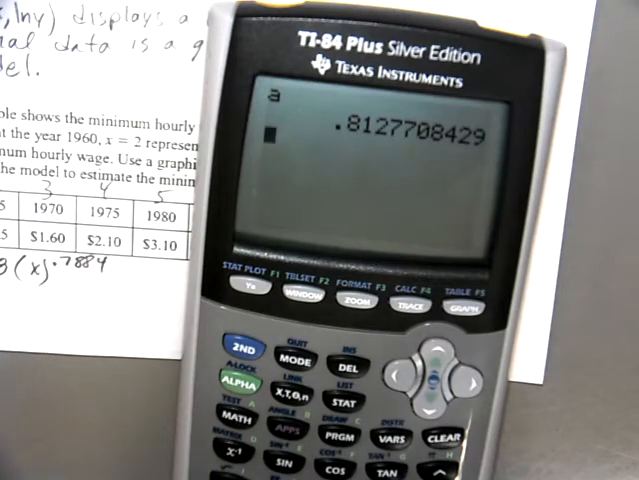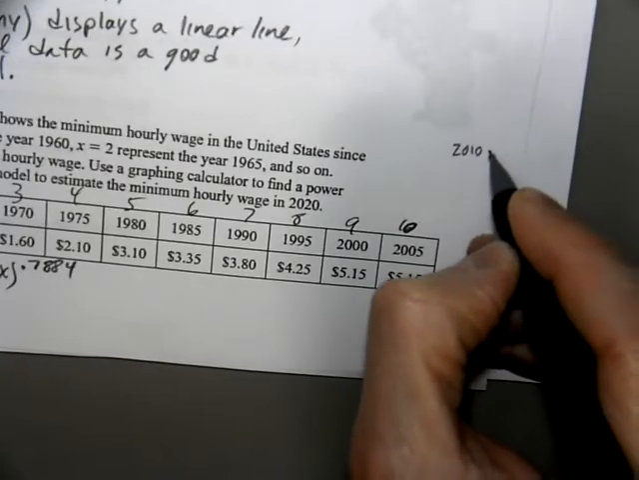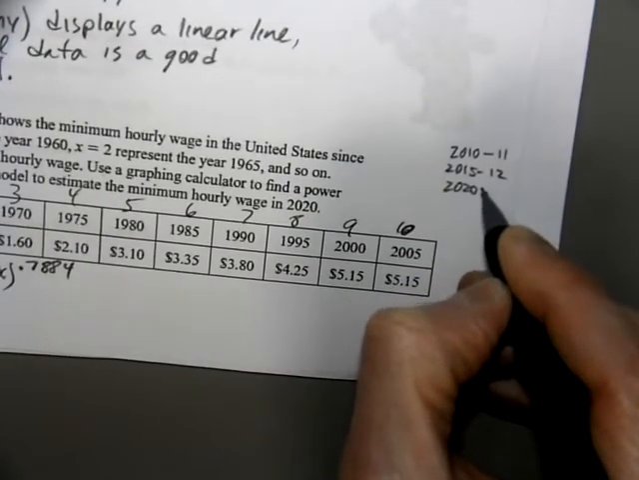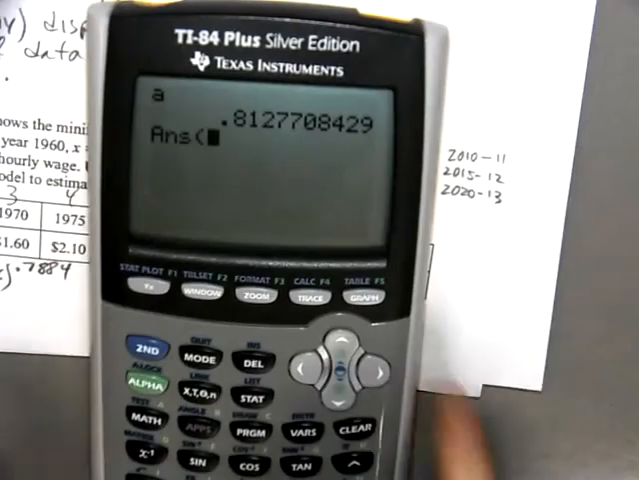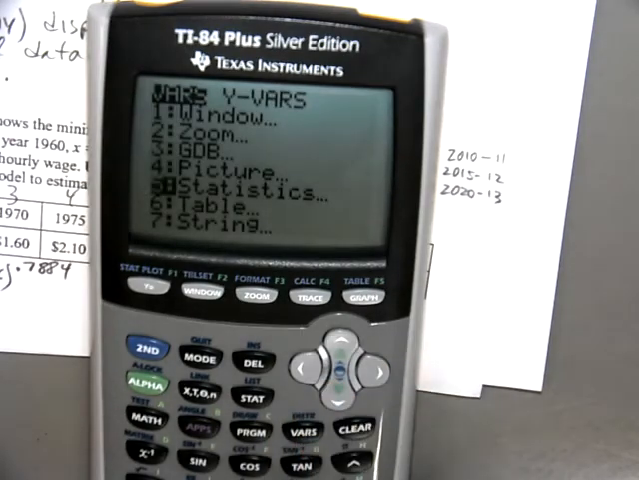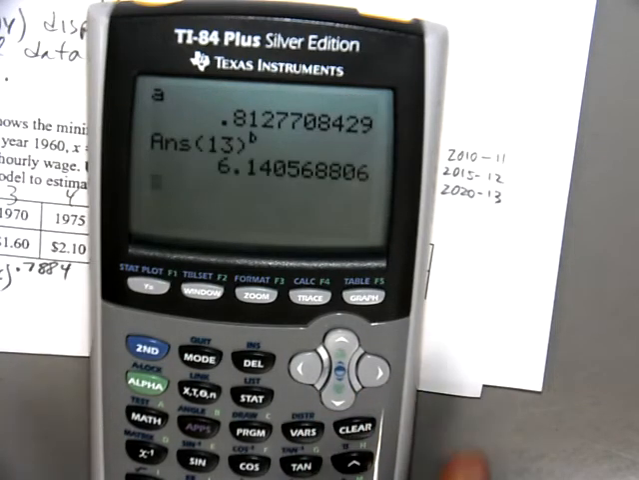And we're going to say that that answer times 2020, right? That was the year that we need. So we need to figure out how many X's that is. So 1960 was 1. We know that 2010 would be 11. 2015 would be 12. 2020 would be the number 13. So 13 stands in for our X. And we're going to raise that, down to Stat, over to Equation, to our B value. We get 6.14.